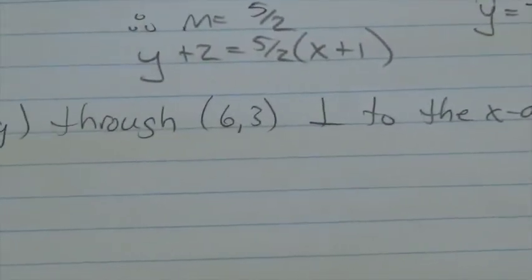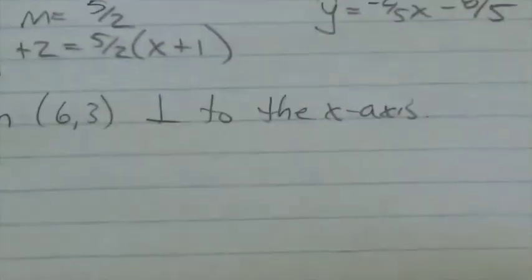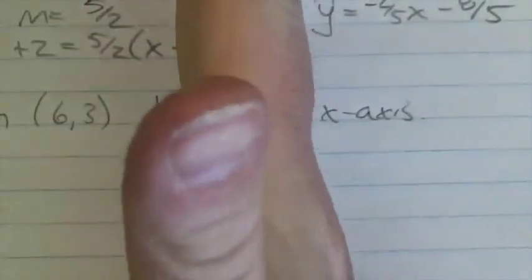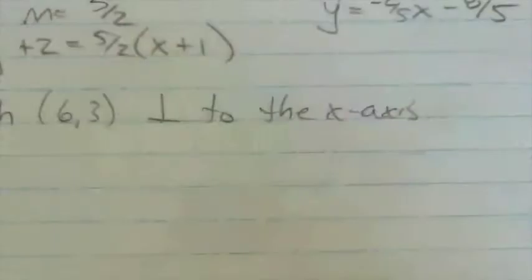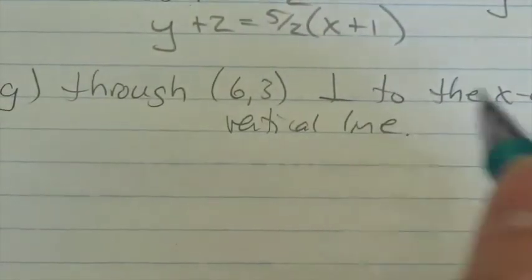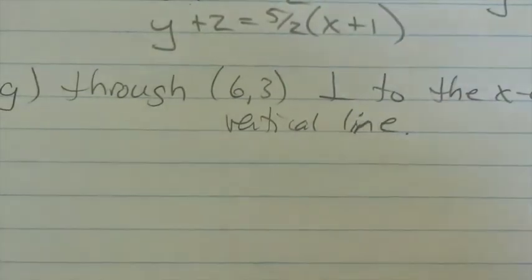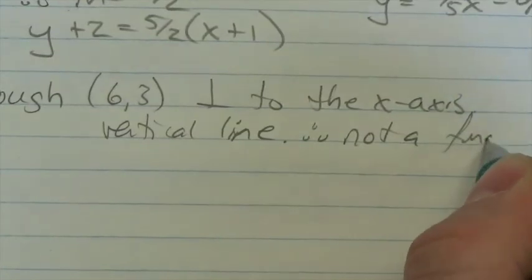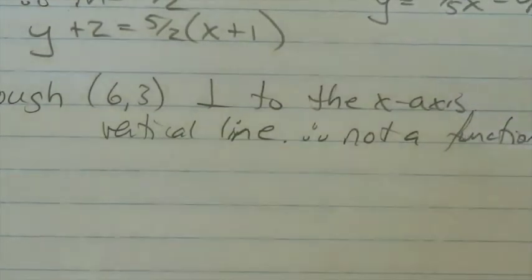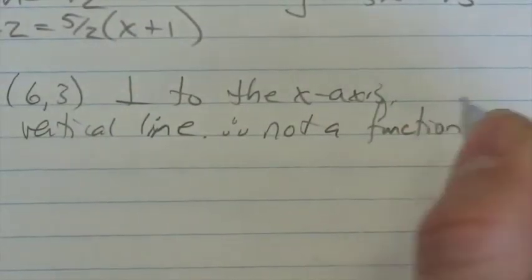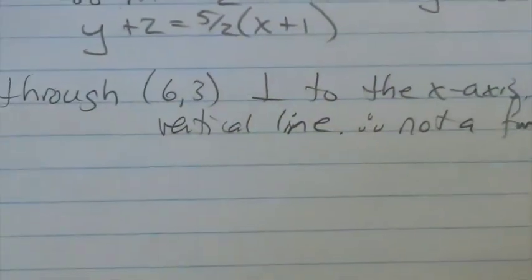Perpendicular to the x-axis. Now, think about that. The x-axis goes this way, so perpendicular to it is going to be this way. So we're talking about a vertical line here. Which means, everybody, this is not a function. Whoops, my handwriting is terrible. I can't just expect this thing to fall into the category of y equals something. It doesn't work like that.